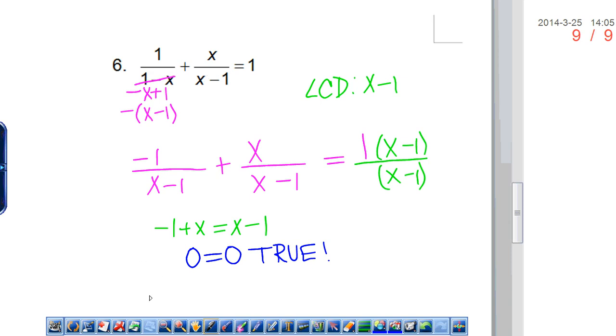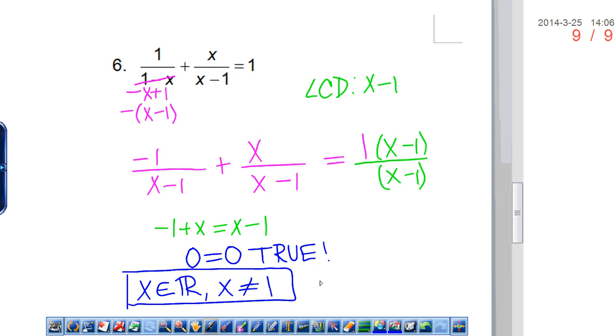So the way we'll put that is that x can be all real numbers, or x is an element of all real numbers, but x is not equal to 1. So again, what that means is that x can be all real numbers except 1.